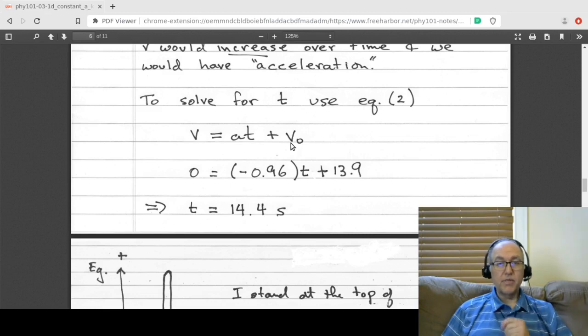And you say, do I know all those numbers? Yeah, everything except for t, which is what you're solving for. So the final velocity is 0. The acceleration, we just found, is negative 0.96. t is what we're solving for, plus v naught, which is 13.9. And there it is. And how would you do the arithmetic? Well, you could subtract 13.9 from both sides and then divide by negative 0.96, and you're going to get 14.4 seconds. So basically it would take this car 14.4 seconds to come to a halt.